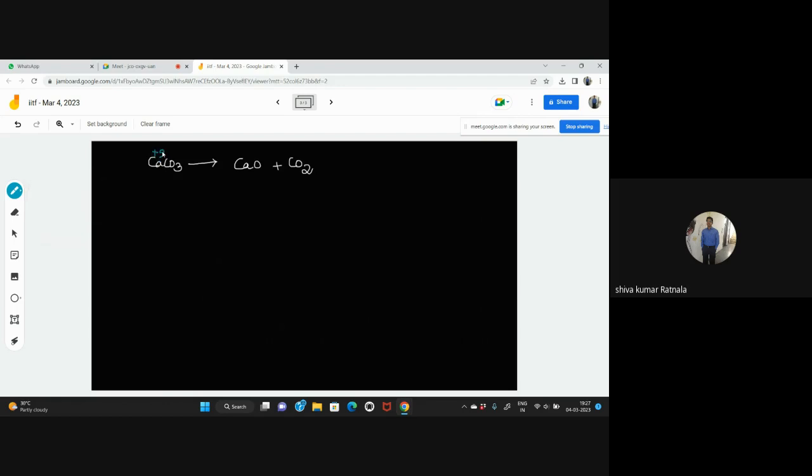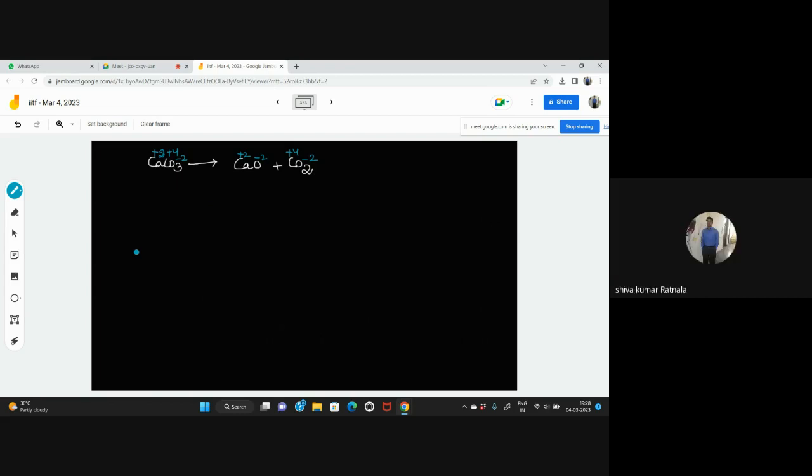Carbon: calcium is +2, oxygen is -2, so carbon is +4. Calcium again +2, oxygen -2, carbon +4 also. Plus 4, minus 2. Tell me, it is a decomposition redox reaction? It should be 0, right, sir? Because O2 means it will be 0.